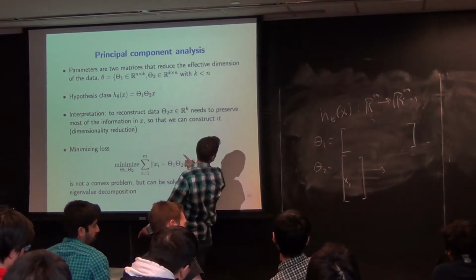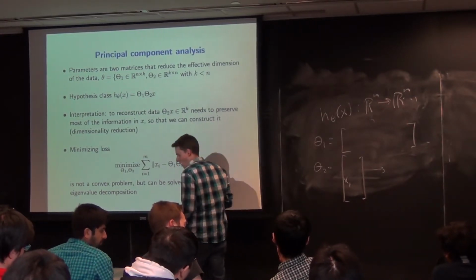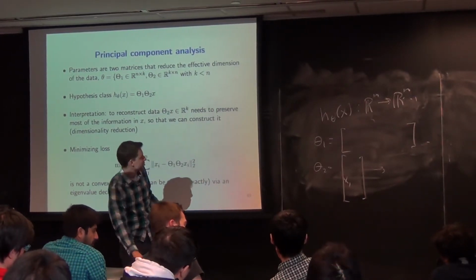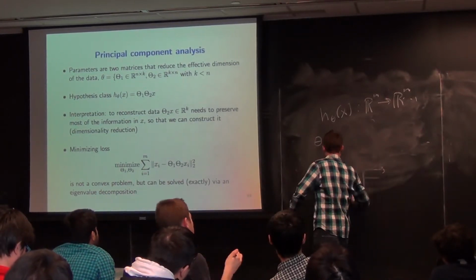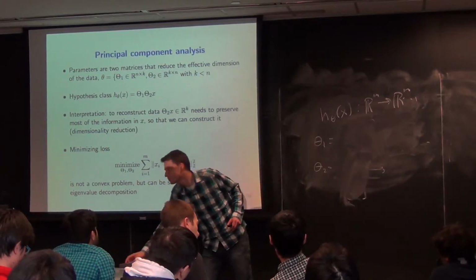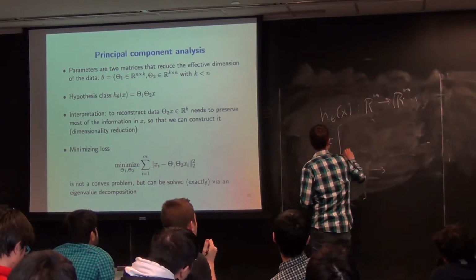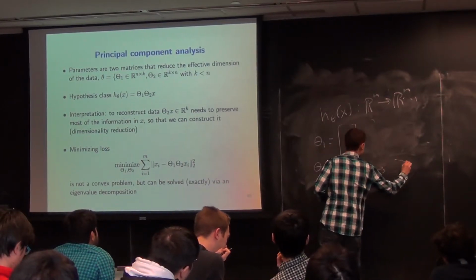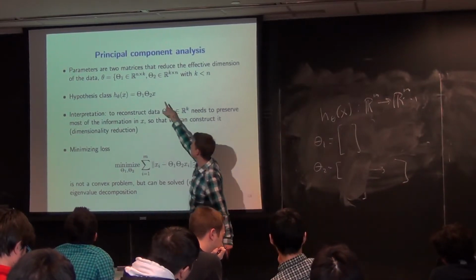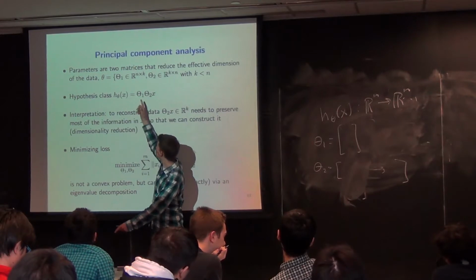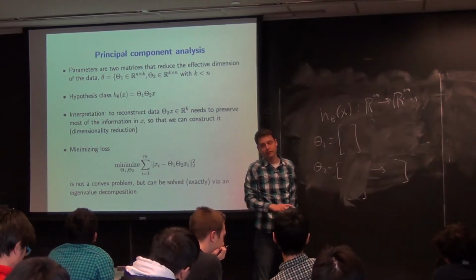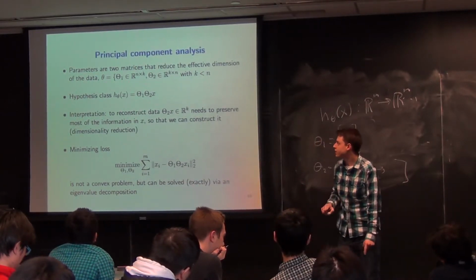Oops, did I write that backwards? Yeah, sorry, I wrote that backwards there. This one is skinny. This is skinny. This one is fat. Right, so theta 1 has k columns and n rows. n is the dimension of our input, where k is much smaller than n. So it's a skinny matrix.